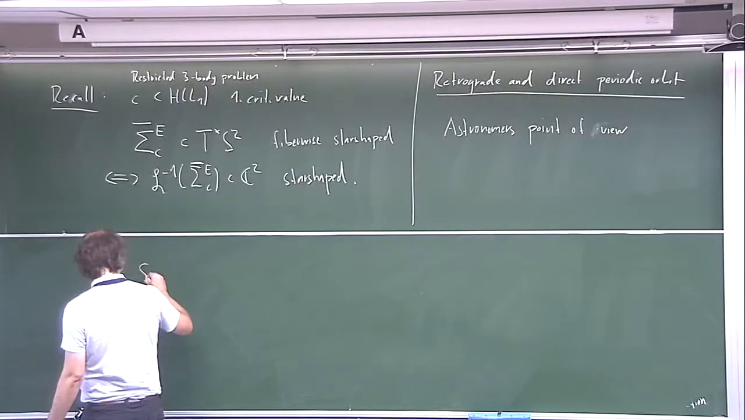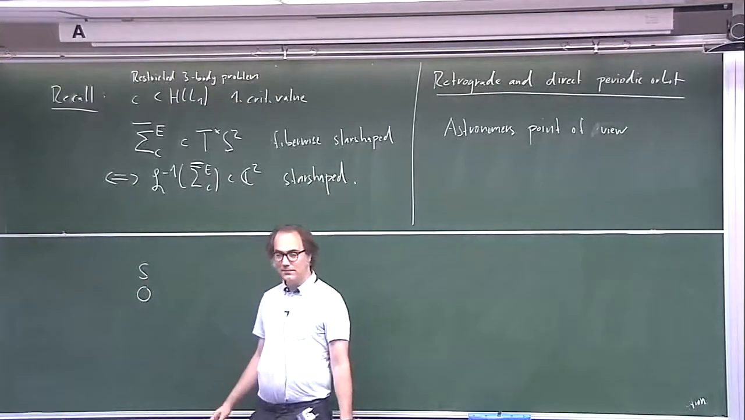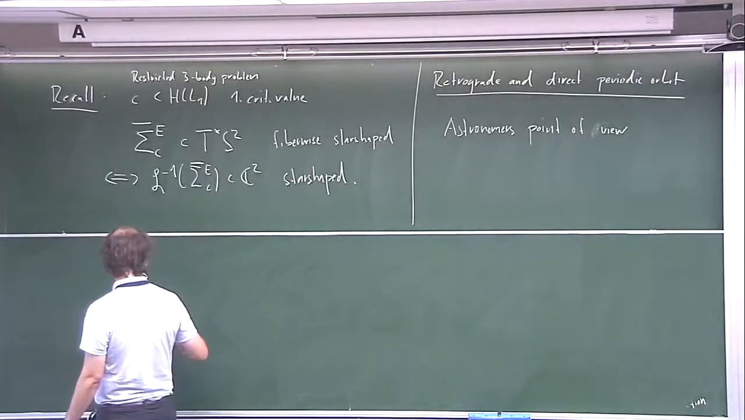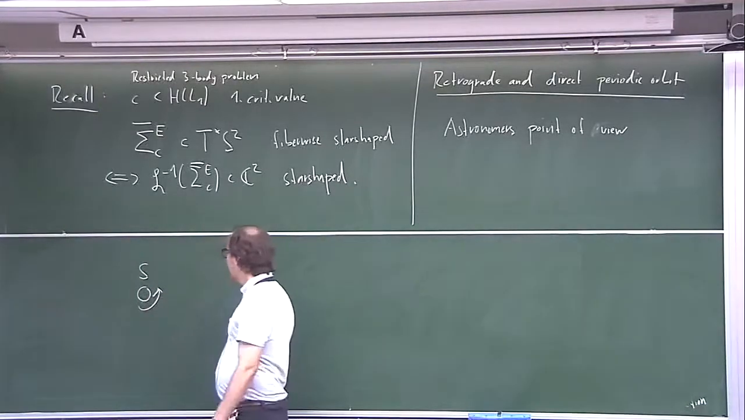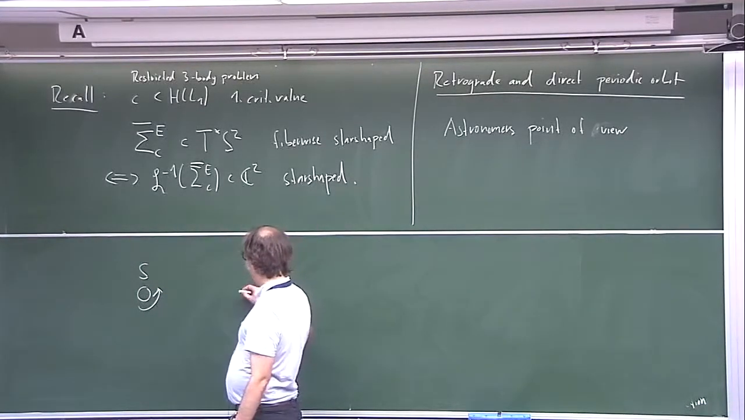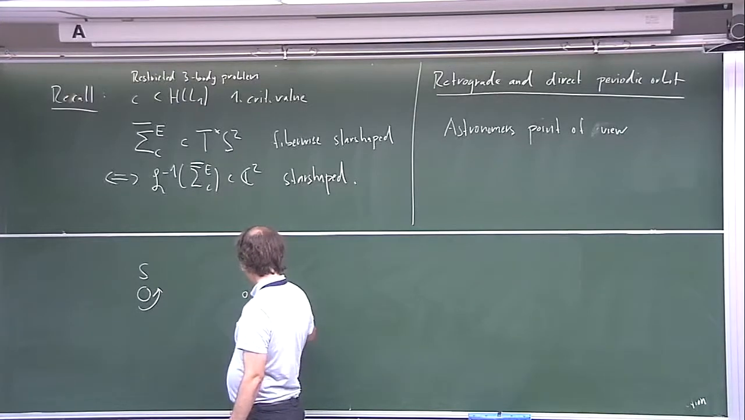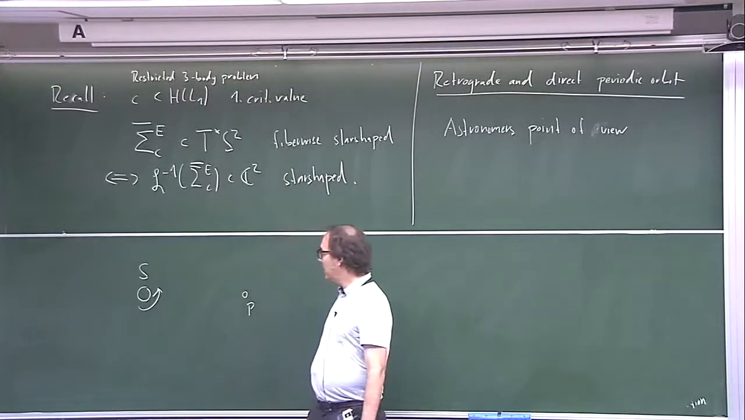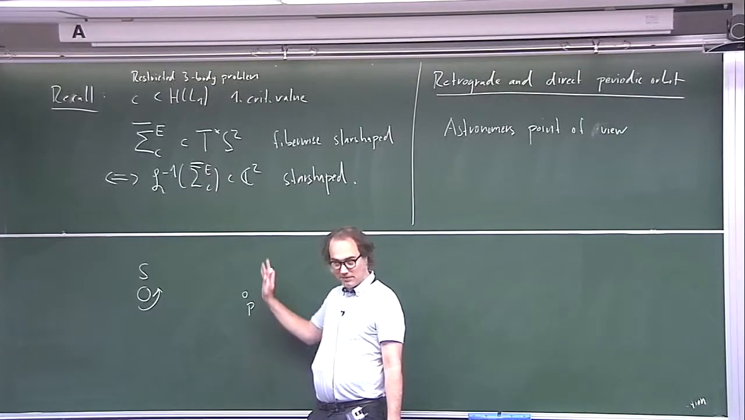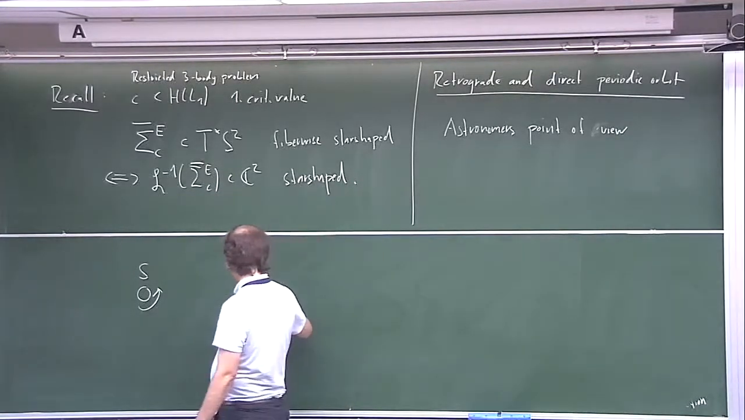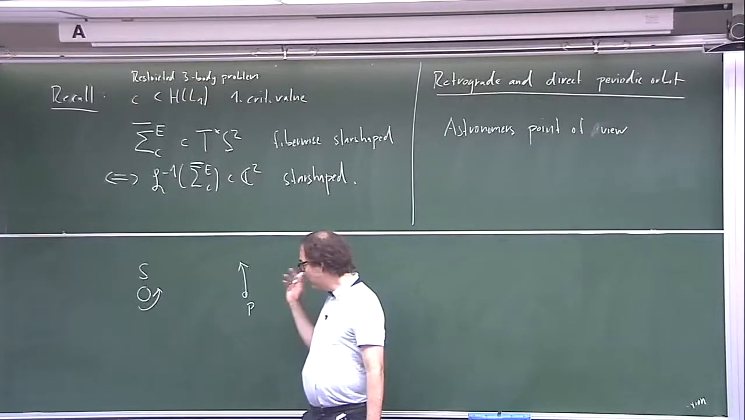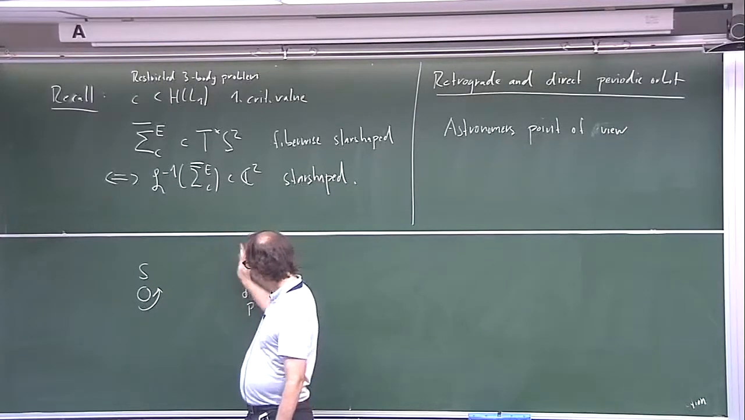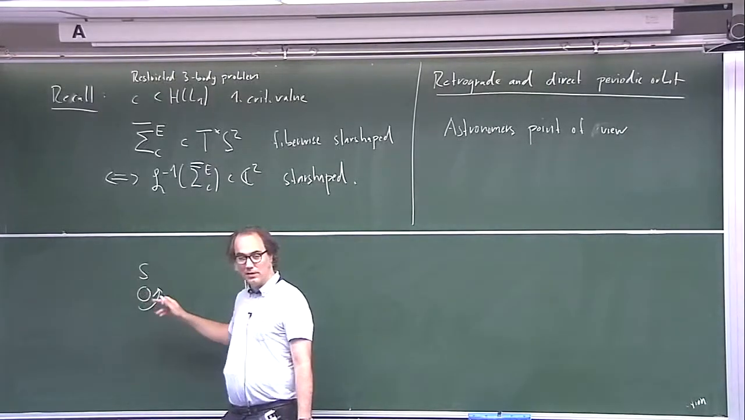So you have the Sun, and the Sun rotates. And then planets, so P is now some planet, and planets go around the Sun. At least the 8 planets we have, they all go the same direction as the Sun rotates.